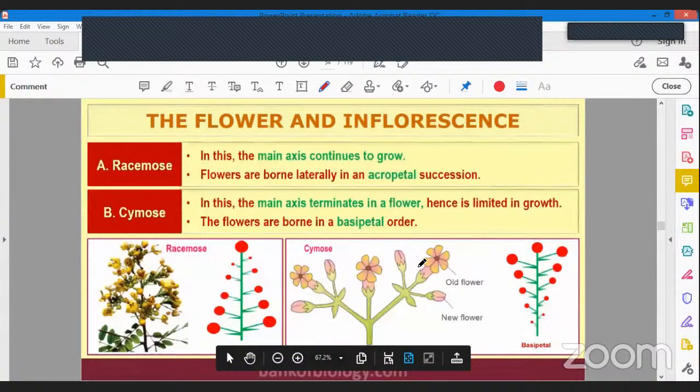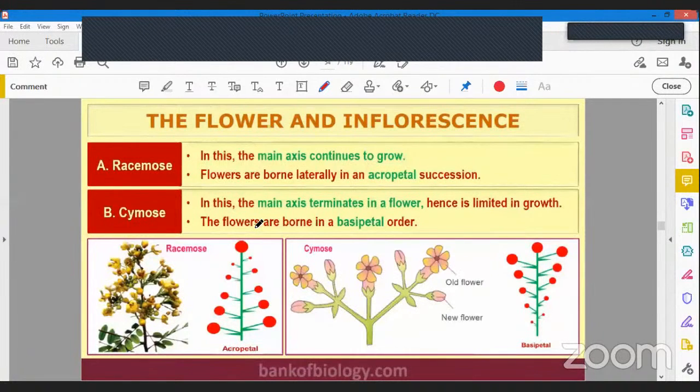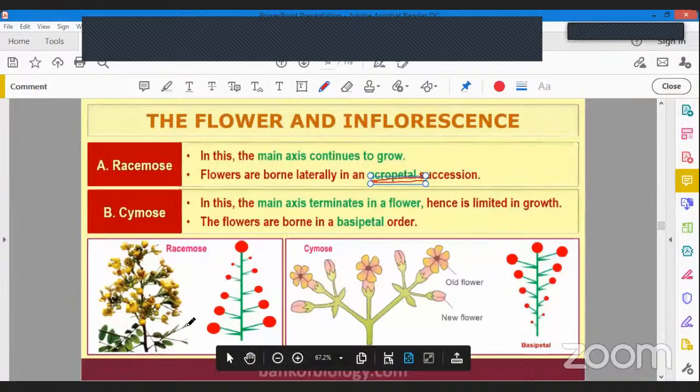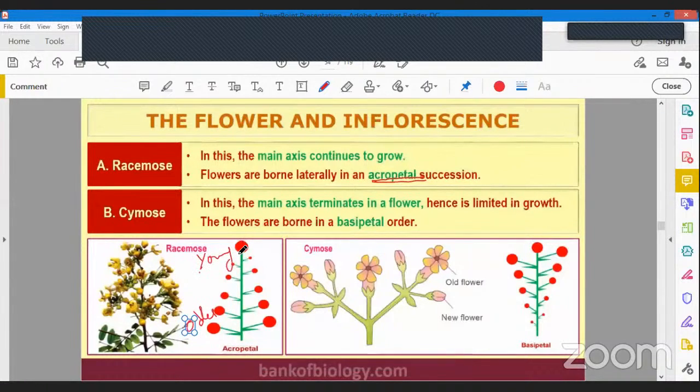So what is racemose inflorescence? Racemose inflorescence is inflorescence where the main axis continues to grow, and flowers are borne in an acropetal succession. So what do you mean by acropetal succession? Acropetal succession is a type of succession where the older ones are at the bottom and the young ones are at the top. Okay, keep that in mind, students, the young ones are at the top.